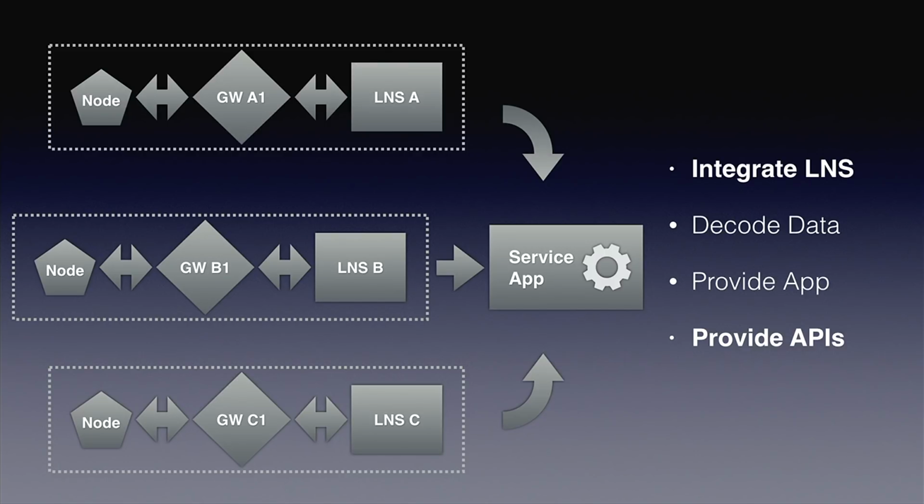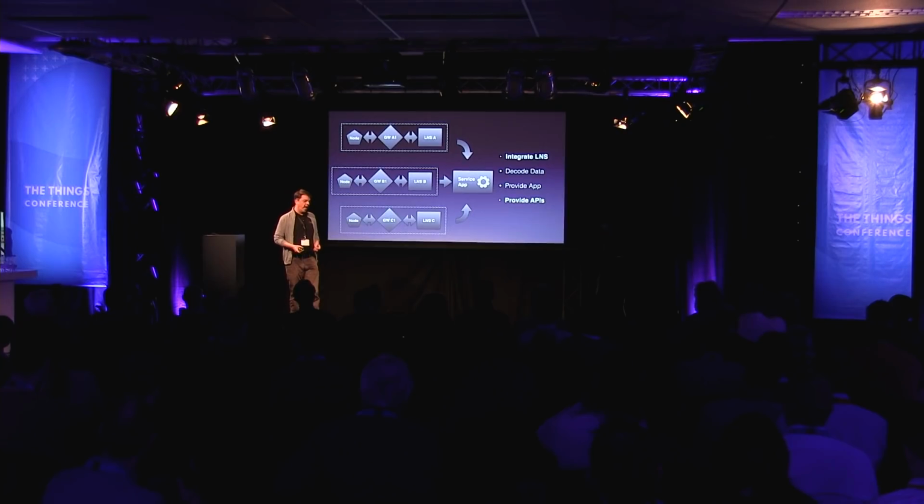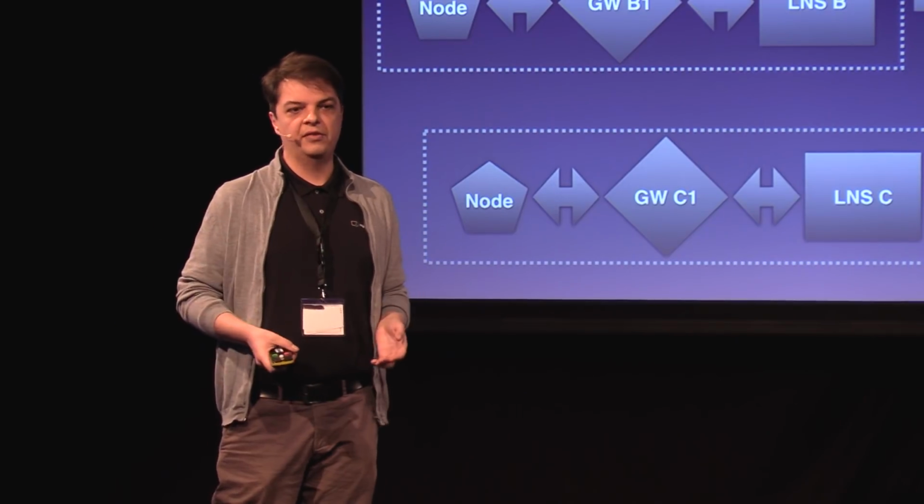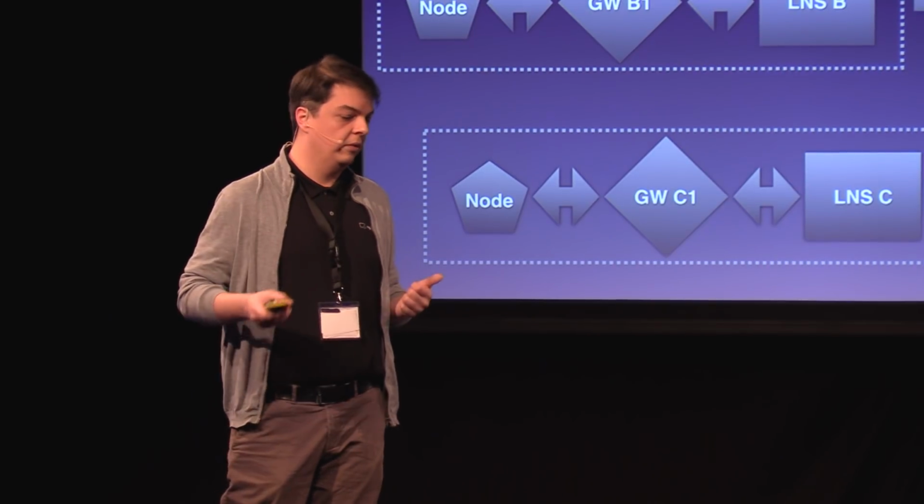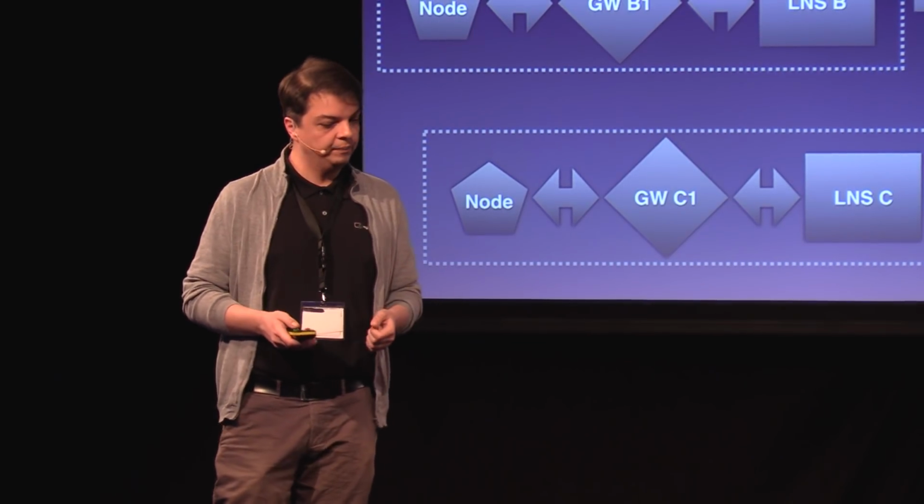Then you need to decode the data, so you are responsible for that, so you should be able to do that. You need to provide an application. That's not a big deal too. But then you need to provide all the APIs to access that data through your server. And it's not difficult if we are used to providing APIs, but really integrating all the LNS. Today, there are about 20, maybe more, network servers in the world. And so if you want your device to run on all the networks, every place, you need to support all the network servers. And you need to follow up on that network server.